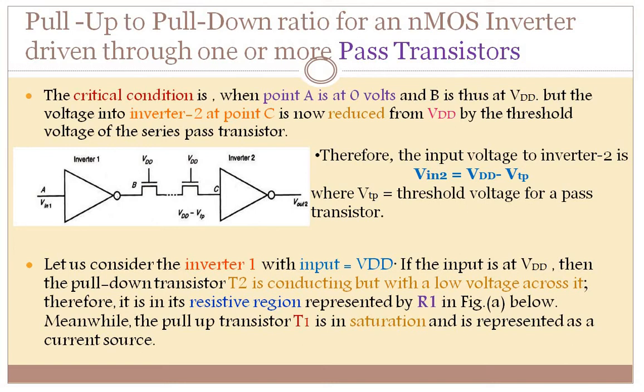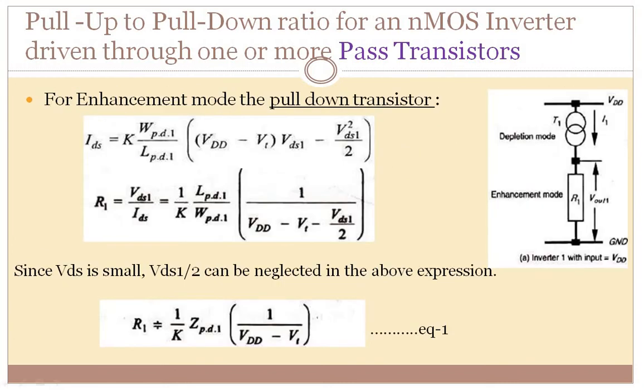So T2 is in the conducting stage, so therefore it will be in the resistive region, and that is represented as R1. Meanwhile, your pull-up transistor T1 is in the saturation region, and that will be represented as your current source. So this T1 is in the depletion mode and your RL, this T2 is in your enhancement mode. This is for the inverter 1 with the input voltage VDD.